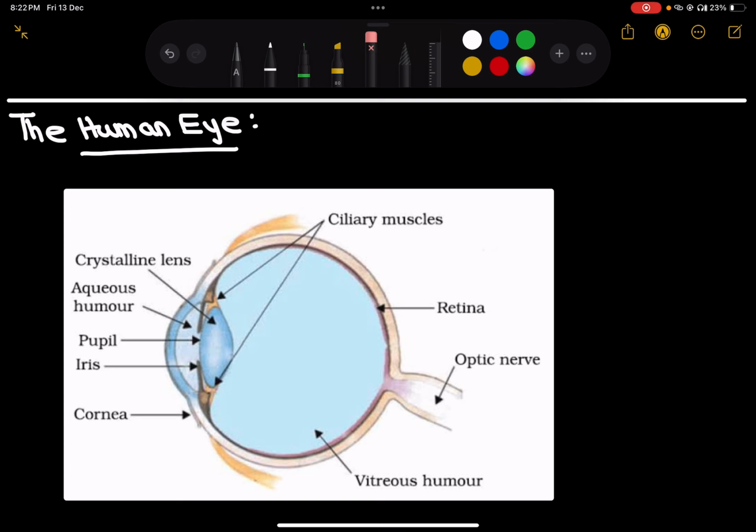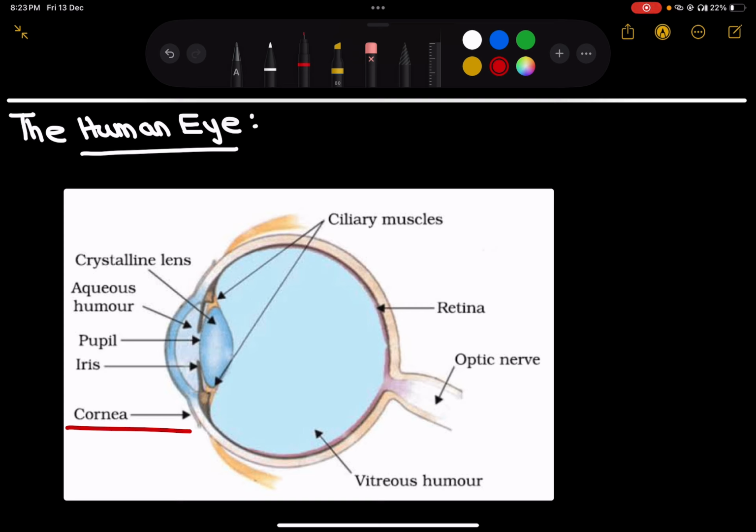We'll start with how light enters the eye. First of all, light enters from this side. This outer covering which is present is known as the cornea. It is the outer thin, transparent membrane, known as the cornea. So light enters the eye through the cornea, and the cornea forms the transparent bulge present here.